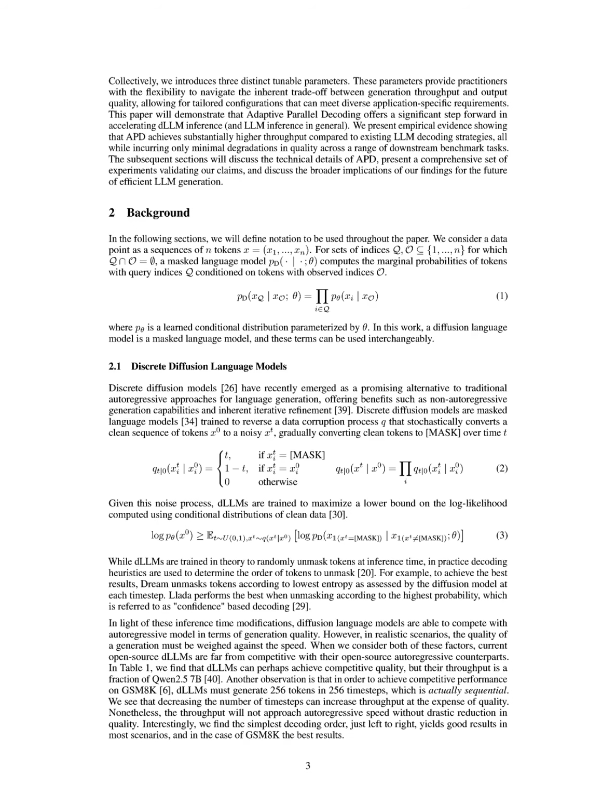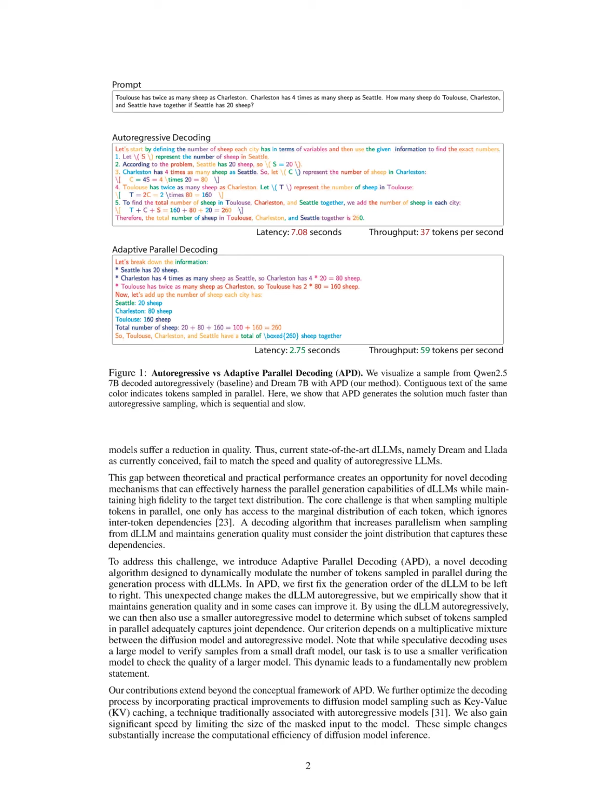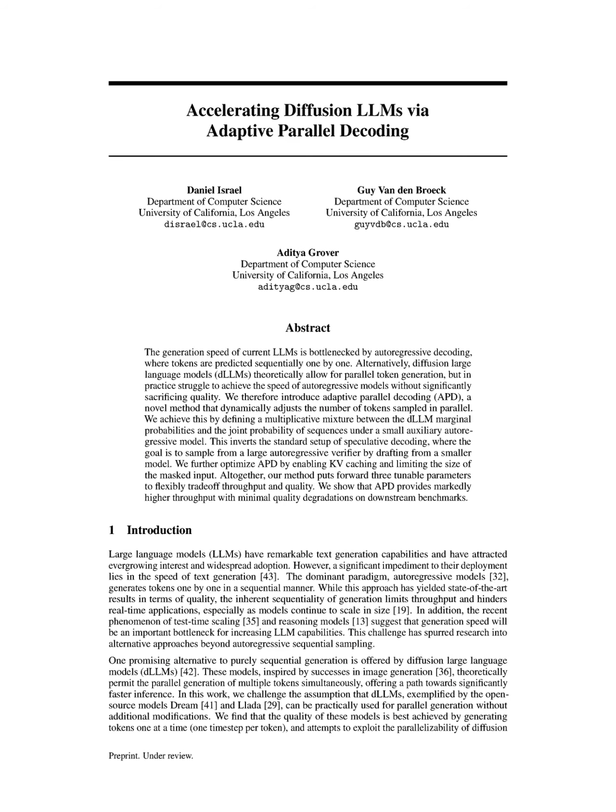Practically, APD achieves substantially higher throughput compared to existing LLM decoding strategies, while incurring only minimal degradations in quality across various benchmark tasks. By leveraging a smaller autoregressive model to assess joint dependencies, APD can maintain generation quality even when generating multiple tokens simultaneously. Additionally, APD incorporates optimizations such as key-value caching and limits on masked input size, further enhancing computational efficiency and making it a more viable option for real-time applications compared to purely sequential autoregressive models.